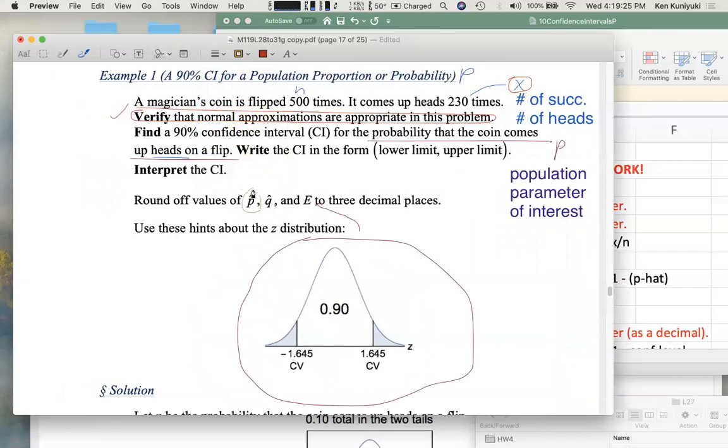P-hat here. That's going to be the point estimate, the sample success probability. It's our point estimate for little p, the true population parameter of interest. It's our sample success probability.